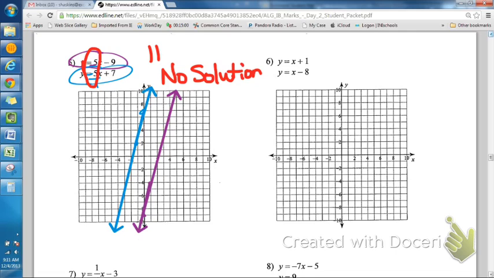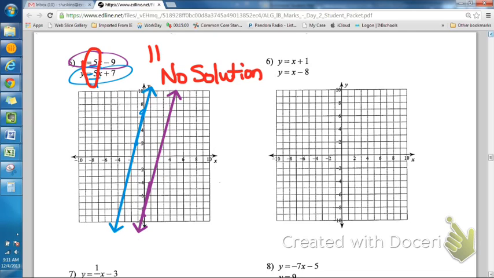Parallel lines do not intersect, and we know that an answer or a solution to a system is where they intersect. So there are no solutions to this problem. Okay, so we know that there's times when there's no solutions.